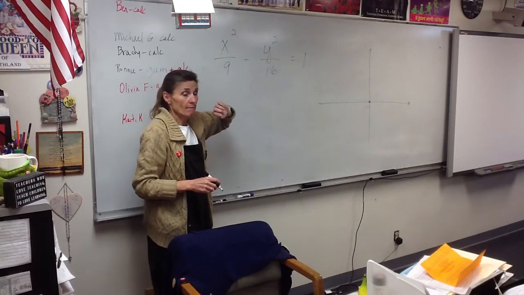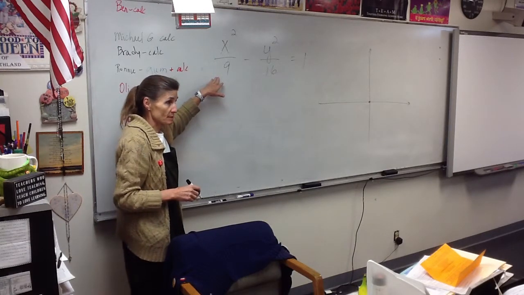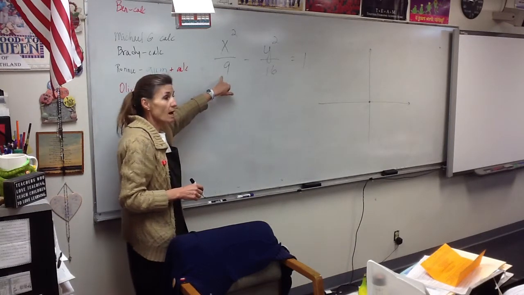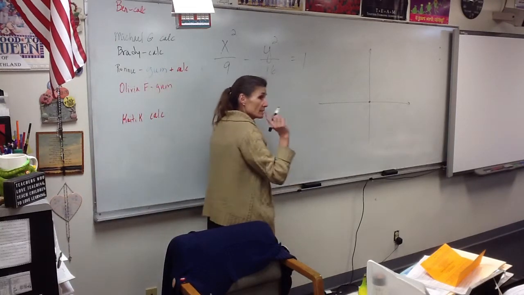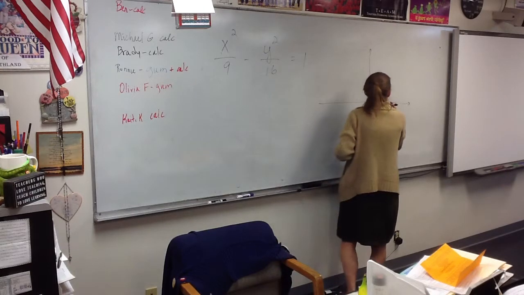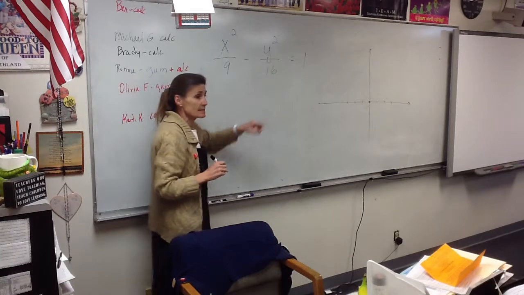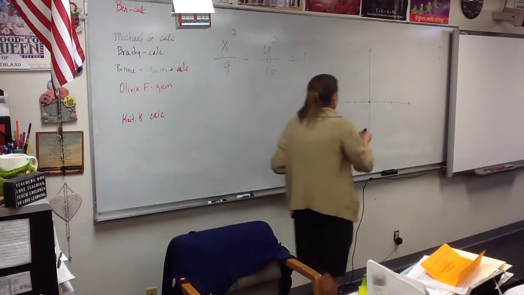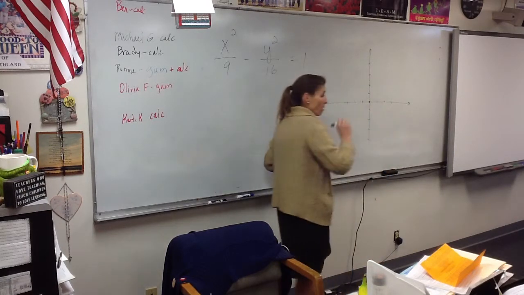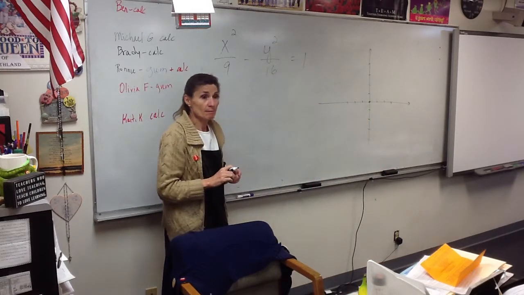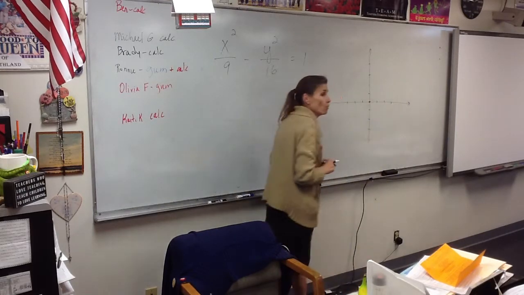Now, Maya, if this were an ellipse, what would this 9 tell me? Go 3 sideways. 1, 2, 3, 1, 2, 3. What would this 16 tell me? Up and down 4. 1, 2, 3, 4, 1, 2, 3, 4. Now, if this were an ellipse, we would take those 4 points and draw an oval through them, right?